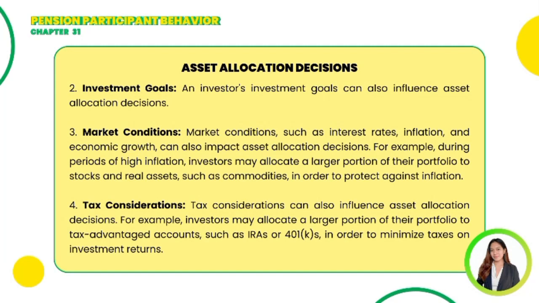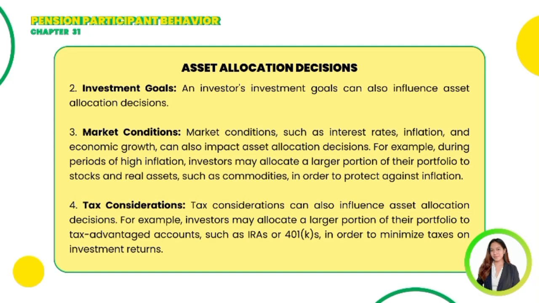Second factor would be investment goals. An investor's investment goals can also influence asset allocation decisions. For example, investors with longer time horizons may have more time to ride out market fluctuations and may be more willing to take on greater risk for potentially higher returns, while investors with shorter time horizons may prioritize preserving their capital and avoiding significant losses. Additionally, an investor's specific financial goals, such as saving for retirement or funding a child's education, can also play a role in determining their asset allocation strategy.